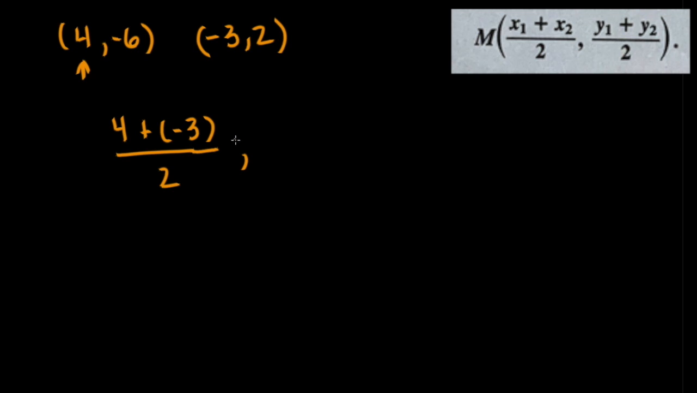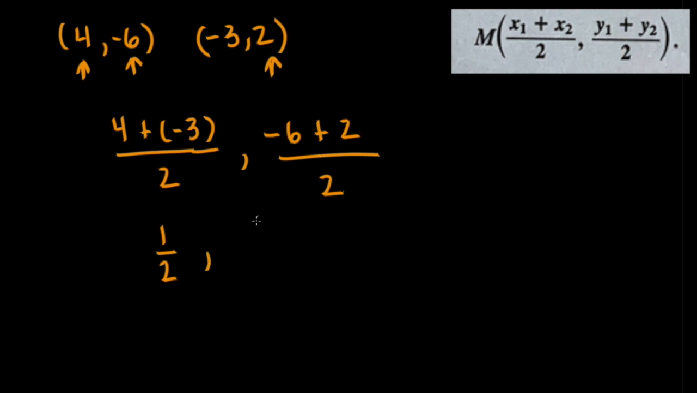Now for the y-coordinate. The first y-coordinate plus the second y-coordinate. Our first y-coordinate is -6, and our second one is 2. So we're going to put those into our formula and divide this by 2. 4 plus a -3 equals 1, and 1 divided by 2 equals 1/2. So 1/2 is our first point.